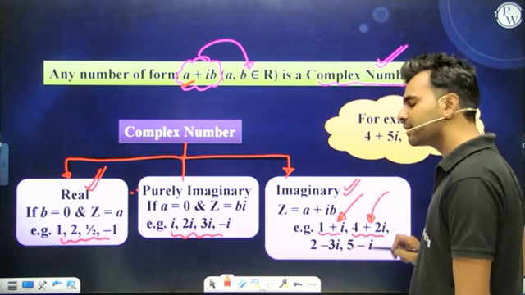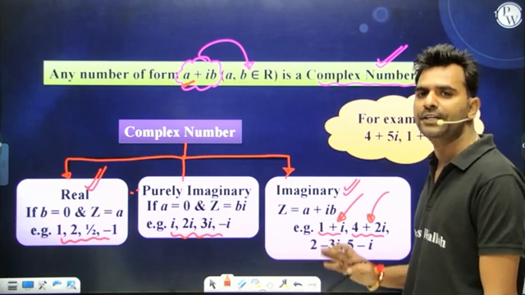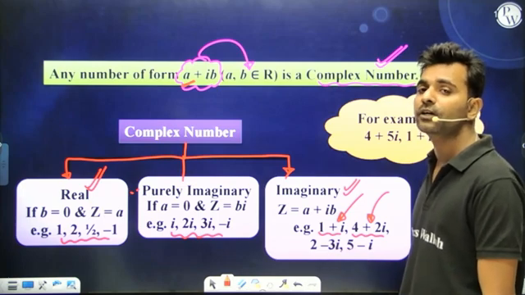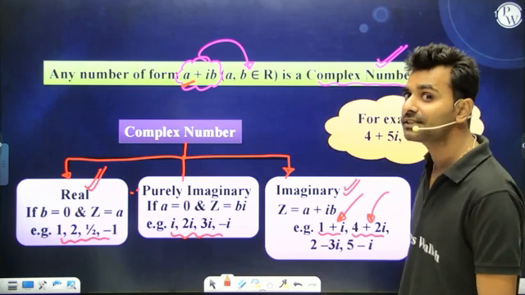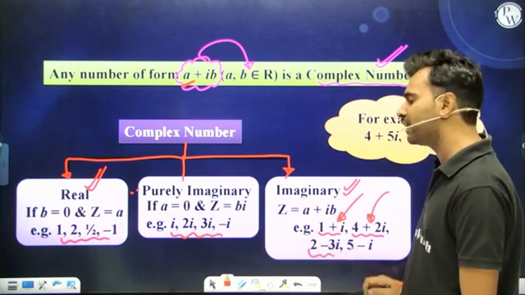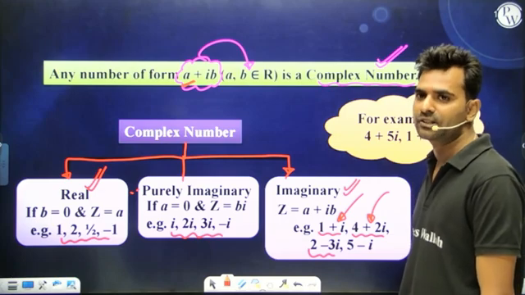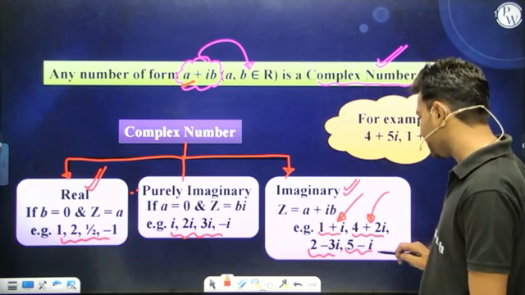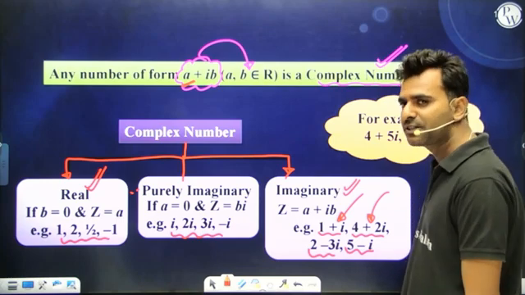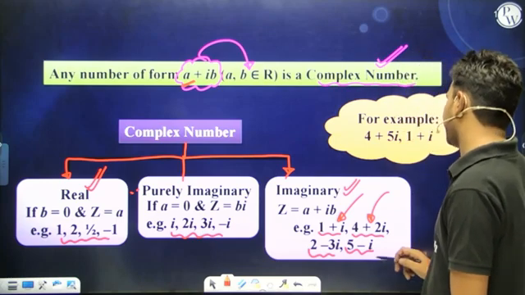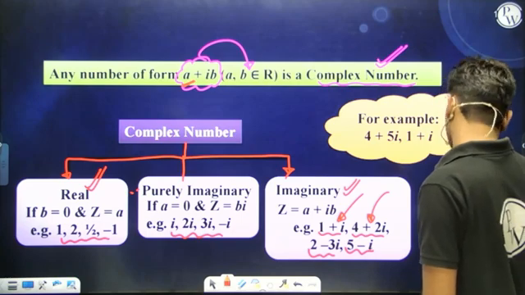If you look over here, the real part of the complex number 4 plus 2i is 4, and the imaginary part is 2, not 2i, it is 2. For 2 minus 3 iota, the real part is 2 and the imaginary part is minus 3. And for the number 5 minus i, the real part is 5 and the imaginary part is minus 1, sorry.